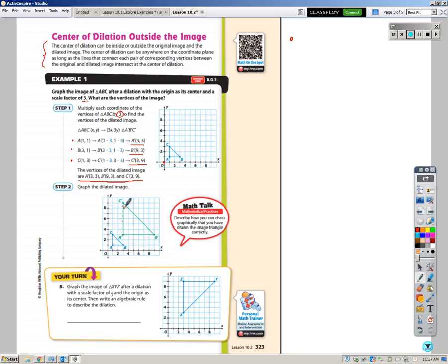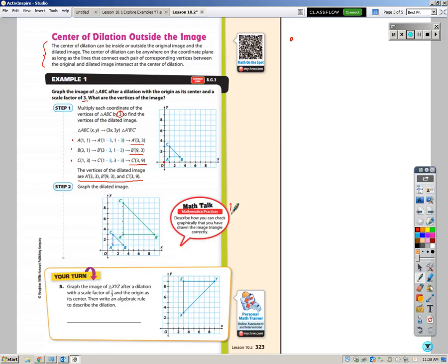So dilation works the same. You're still multiplying your coordinates, but the image is not going to be around the original image, right? So it just makes it look a little different, but the rules are applied the same way. It's just showing you that you do the same thing, and it's going to look a little different.